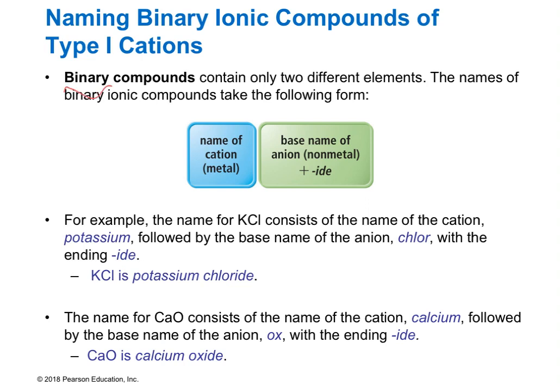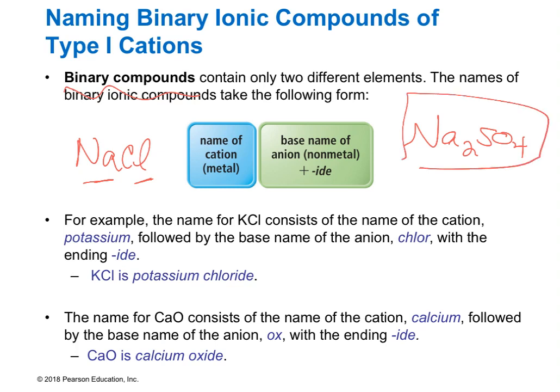So a binary compound is one that has, like sodium chloride, NaCl, okay? Binary means only two different types of elements. That would be as opposed to, let's look at this, okay? If you have something like this, that is not binary because you have sodium, sulfur, and oxygen. You have three different elements, so that is not binary.